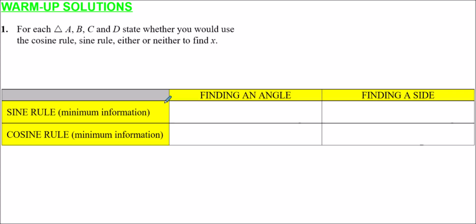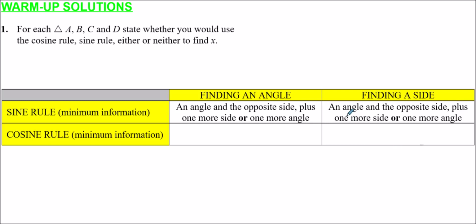So if we have a look here, it could be finding an angle or finding a side. Considering the sine rule first, if you're finding an angle, what you need to know as a bare minimum is an angle and a side opposite to it, plus just one more side or one more angle. So you need a pair of an angle and a side opposite to it, and you need to know both of those plus one other thing. To find a side using the sine rule, it's the exact same thing you need to know. You need to know an angle and the side opposite to it, plus just one more side or one more angle along with that angle and opposite side pair.